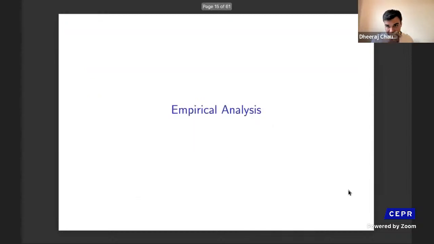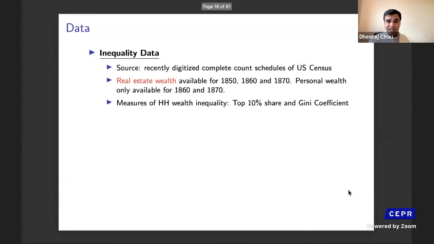Let me tell you a bit more about my data and empirical analysis. For my analysis, I rely on several data sources, and one of the main ones is the data on wealth inequality. The source is the US Census recently digitized complete count schedules available from IPUMS. This data provides, from 1850 to 1870, the real estate wealth for every individual in the US, and personal wealth for 1860 to 1870, for 2 decades only.